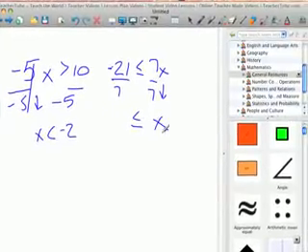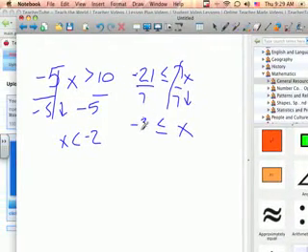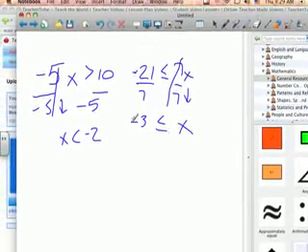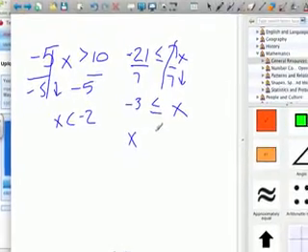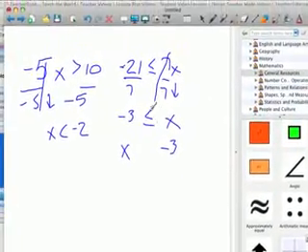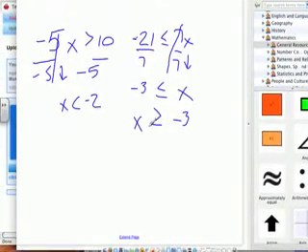So the first thing I want to do is solve this like it's a regular equation. Then negative 21 divided by 7 is negative 3. Now I'm going to switch everything. X needs to be my subject. Negative 3 needs to be my object. And I need to switch the direction of the arrow from left to right. That's really all you got to do.